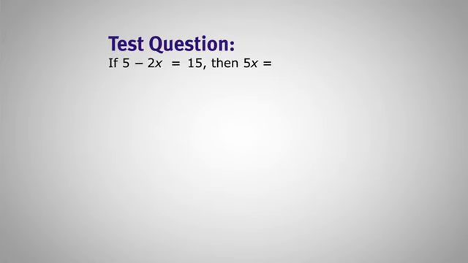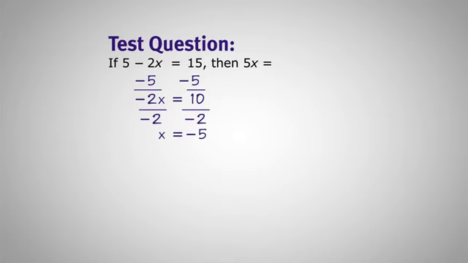Let's go ahead and work with our equation. 5 minus 2x is equal to 15. Our x terms are already on one side of the equation, so we can combine like terms. Subtract 5 from both sides of the equation, which gives us negative 2x is equal to 10. Now move on to the last step. Divide both sides of the equation by negative 2, which gives us x is equal to negative 5. We're not done yet. We need to plug in that value for x into the expression 5x. So 5 times negative 5 is equal to negative 25, which matches up with answer choice A.